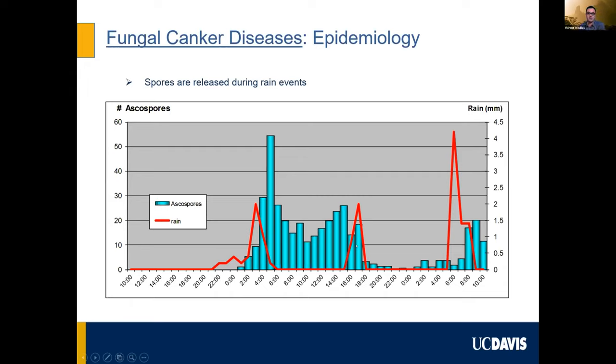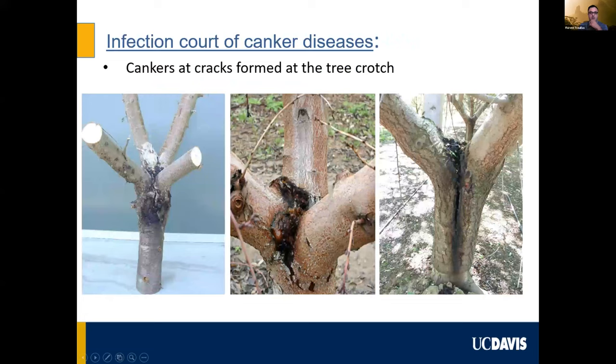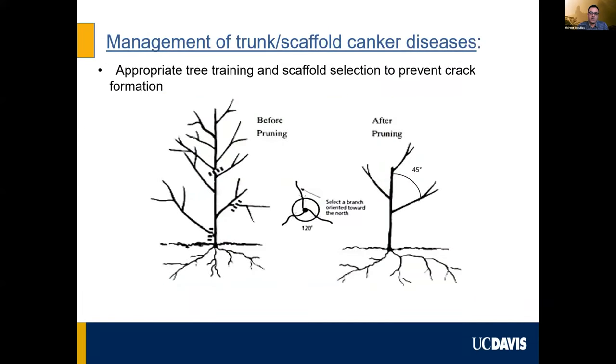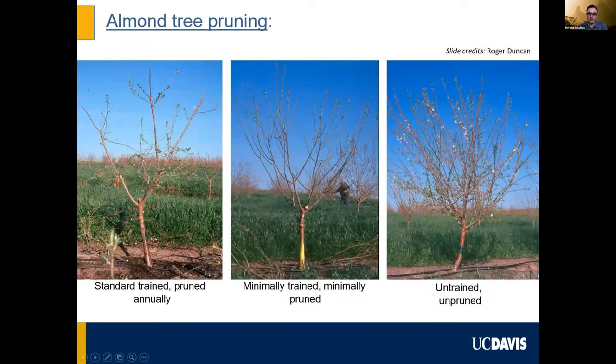So obviously in terms of disease management, this is going to be critical and tells us to definitely avoid pruning during any rain events. Another site of infection, which Phomopsis also shares, is these cracks at the tree crotch. And these are caused by poor scaffold selection. And so in terms of management of this canker disease, it is critical to remember the importance of scaffold selection and pruning, selecting scaffolds so they have vertical separation between each main scaffold, a strong 45 degree angle attachment, and also horizontal spacing between these main scaffolds to avoid any cracks forming.